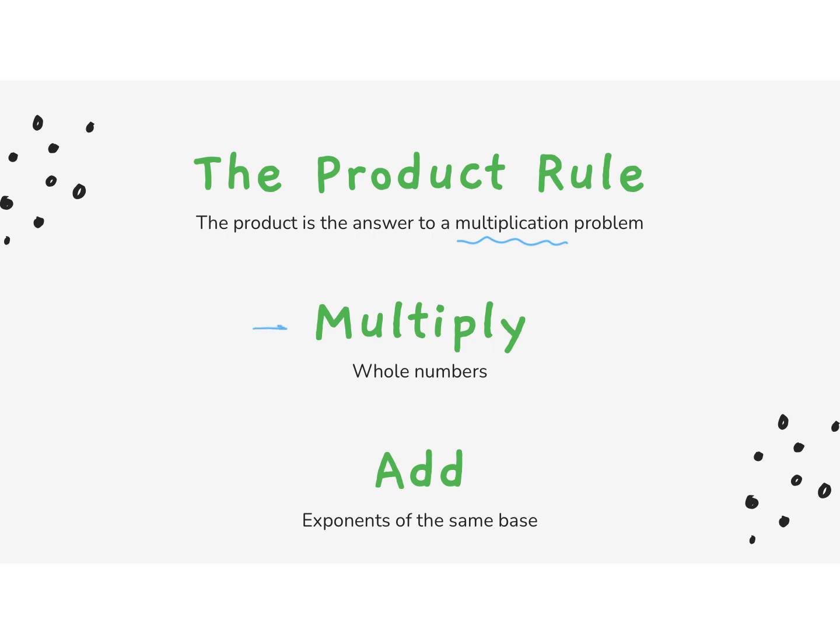The first thing is you will multiply your whole numbers together to get a solution. And then the second thing is that you're going to add exponents of the same base. What do I mean by same base?